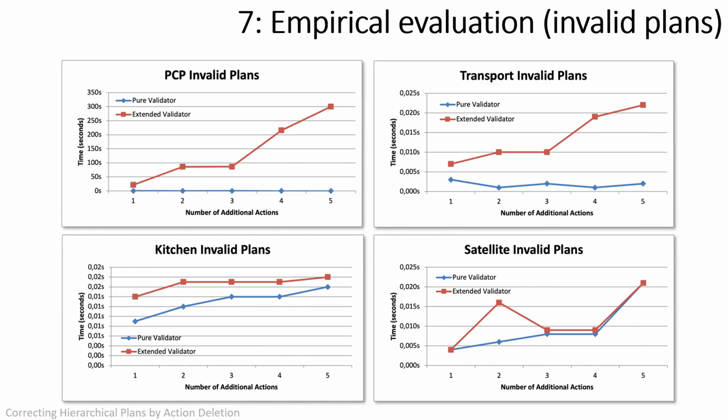Now, if you look at the kitchen and satellite domains, you can again see that the overhead is very small. And the reason for that is that the plan invalidity is caused by the actual decomposition structure. There's no task that decomposes into all actions, but the actual actions are valid by themselves.